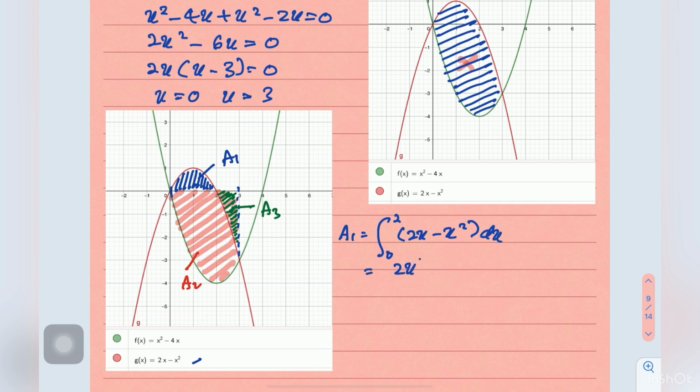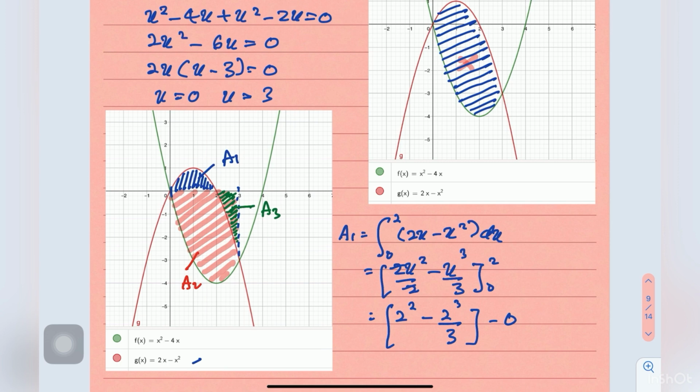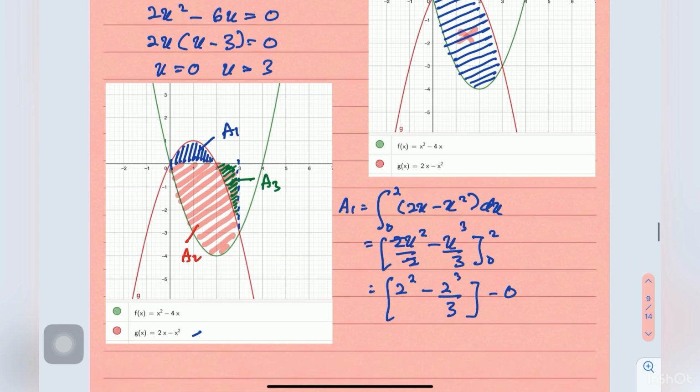So x squared minus x cubed over 3, from 0 to 2. Then substitute 2 squared minus 2 cubed over 3, minus 0. This one, the answer is 4 over 3.